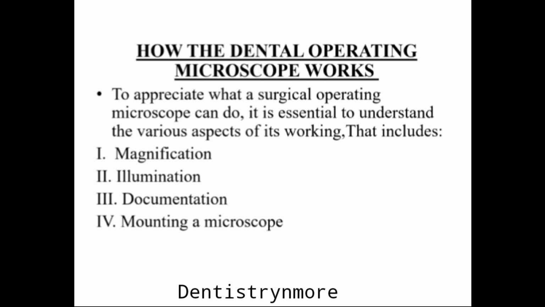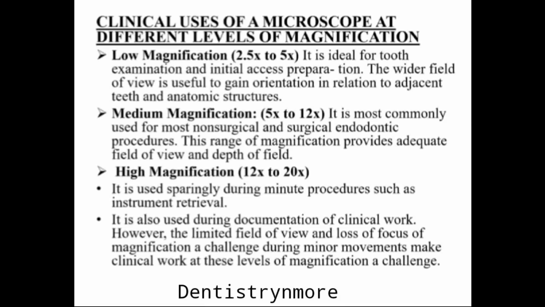Next is how the dental operating microscope works. To appreciate what a surgical operating microscope can do, it is essential to understand the various aspects of its working. That includes magnification, illumination, documentation and mounting of the microscope. Clinical uses at different levels of magnification include low, medium and high magnification. Low magnification is ideal for tooth examination and initial access preparation. The wider field of view is useful to gain orientation in relation to adjacent teeth and anatomic structures.